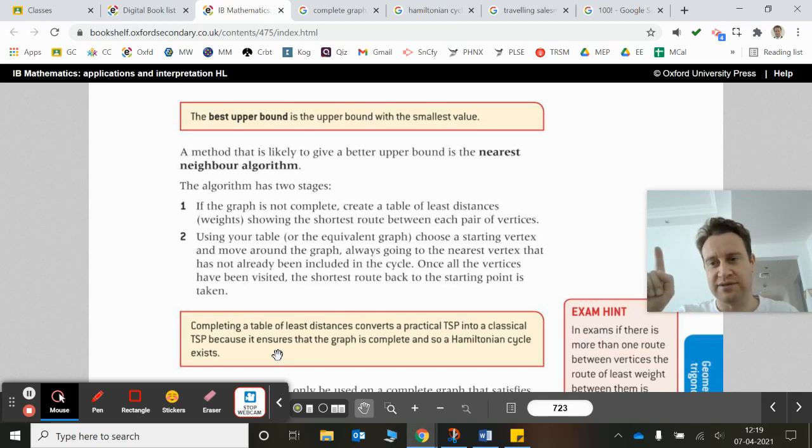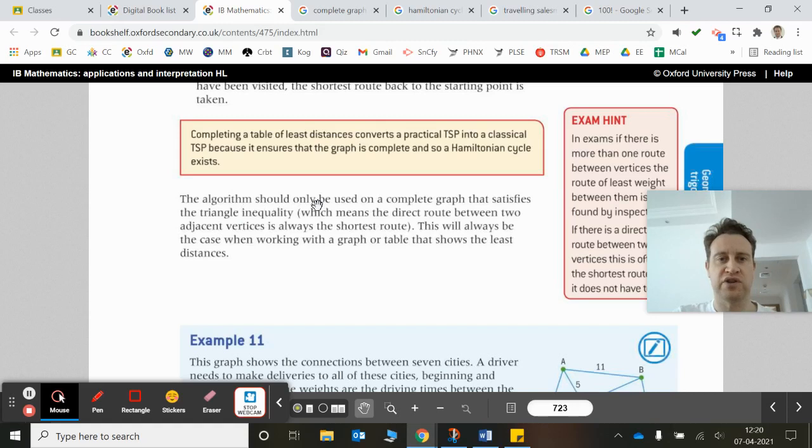So a Hamiltonian cycle is simply going to all of the vertices, but the Hamiltonian cycle is not necessarily considering the weights. Maybe I didn't mention that earlier. Okay, right. The algorithm should only be used on a complete graph. We've done that. And that satisfies the triangle inequality. Suddenly they're talking about the triangle inequality here, but that means the direct route between two adjacent vertices is always the shortest route. Well, we've already talked about that. We've already made the shortest route in the previous problem.